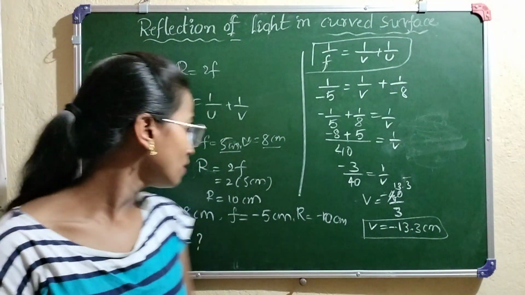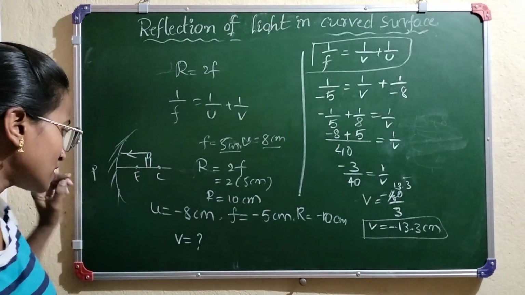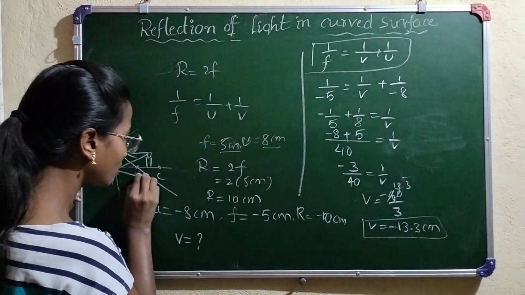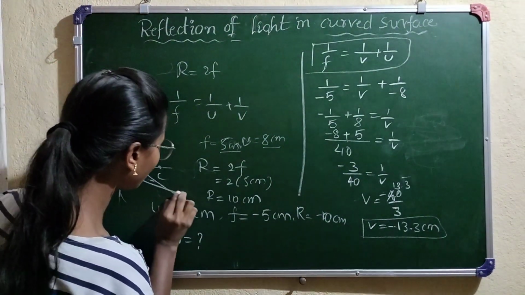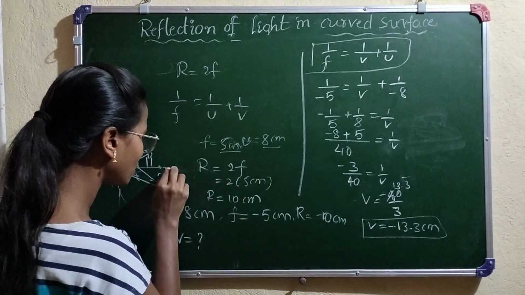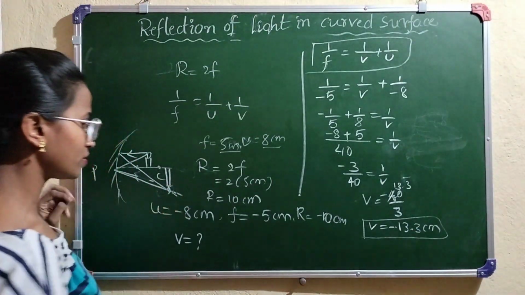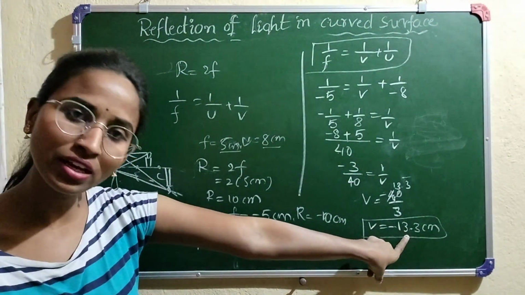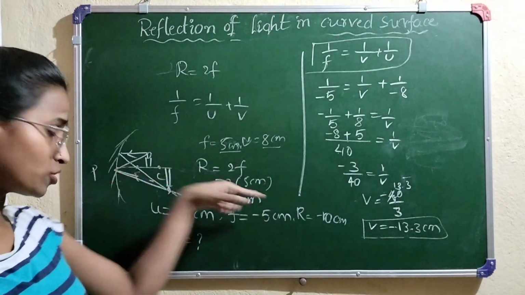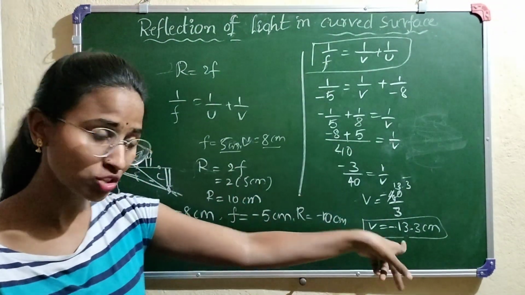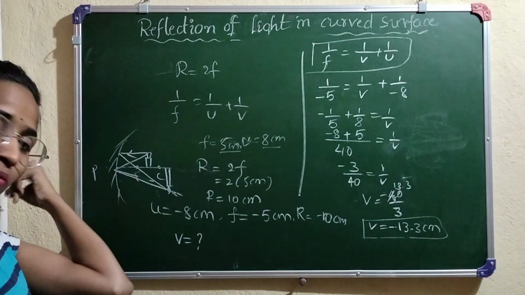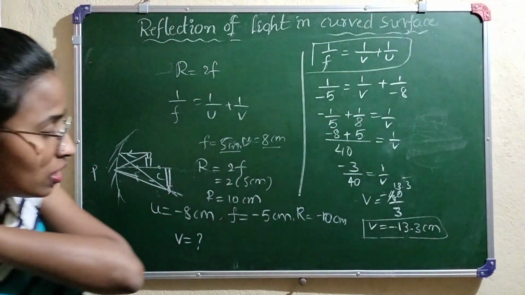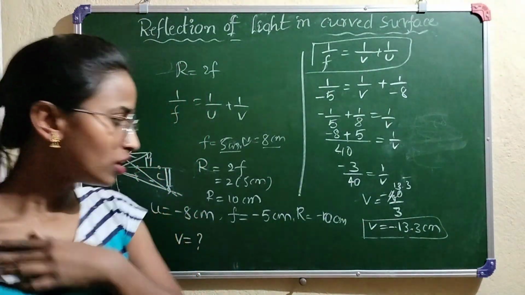You already know, if you are keeping an object between f and c, where will the image be formed? Draw the ray diagram. It will be formed beyond the center of curvature. Yes or no? So the image distance v will be at 13 centimeters. Minus means the opposite side. If we get v positive, the image will be forming in the same direction as the incident ray, which means behind the mirror.